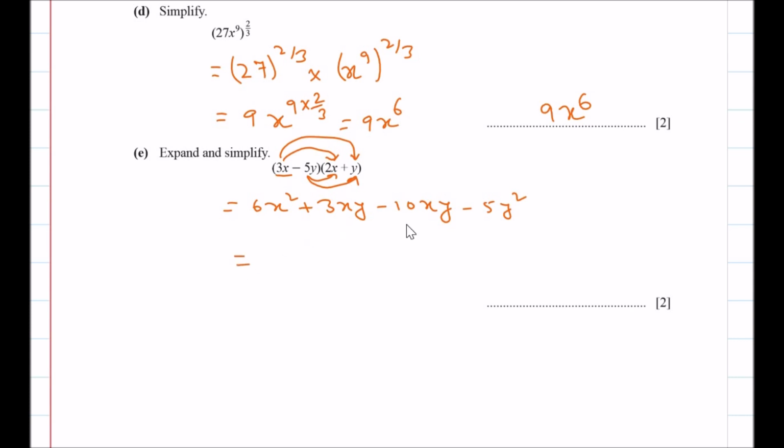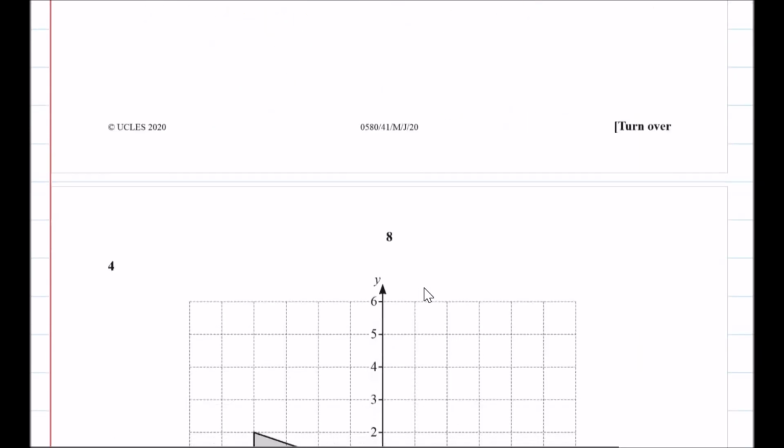Now if we have like terms, we will combine them. So middle two terms are like terms. First term as it is 6x square, 3 minus 10 is minus 7xy, and minus 5y square as it is. So our answer is 6x square minus 7xy and minus 5y square. So done with this.